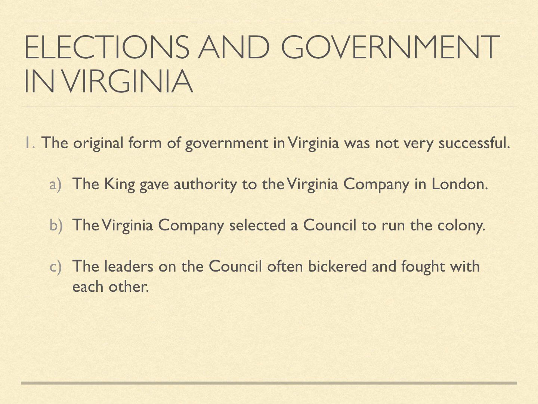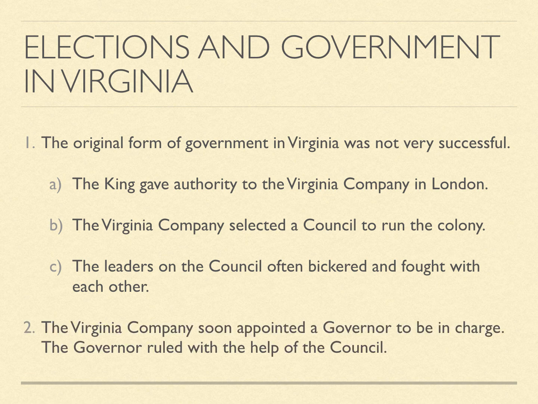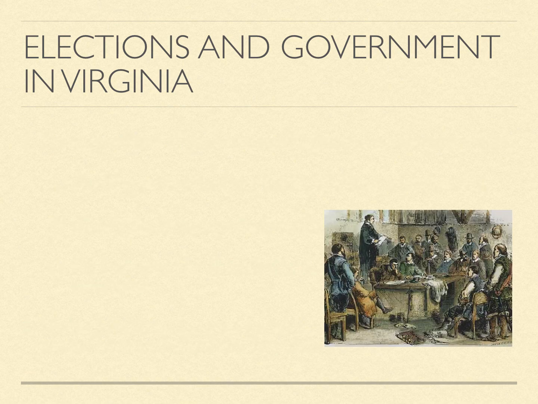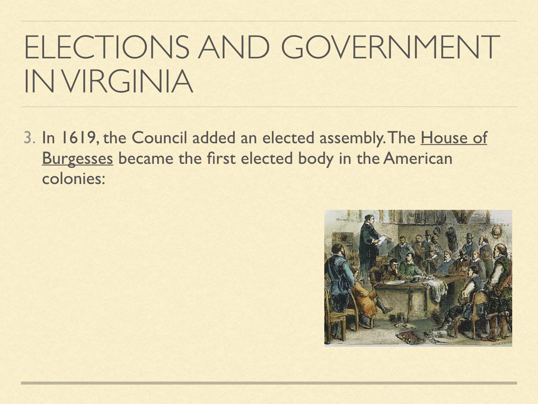So the Virginia Company decided that they were going to appoint a governor who was going to be in charge. The governor had final authority and made all of the decisions with the help of the council. The council still could advise and do some of the smaller tasks, but really the governor was the person who had the most authority and could make final decisions for the colony. Eventually, though, in 1619, the council added an elected assembly.